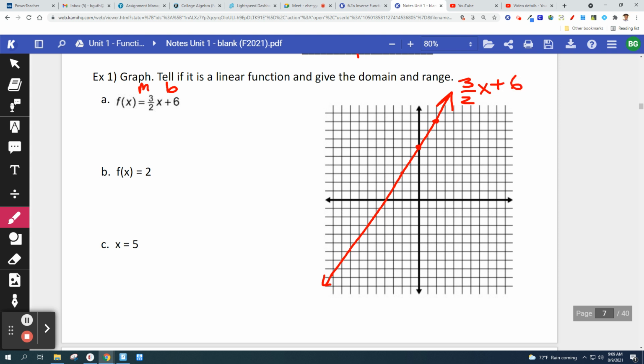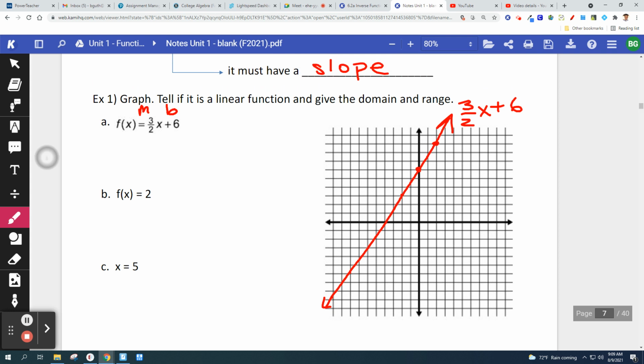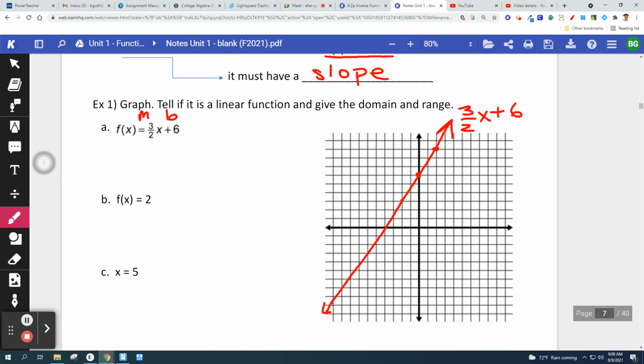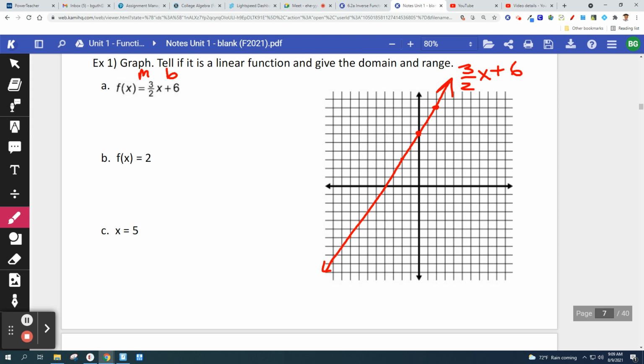We said graph it, tell if it's a linear function, and give the domain and the range. So up above, I said in order to be linear, it must have a slope. Well, this one does have a slope. The slope is 3/2. So this is a linear function.